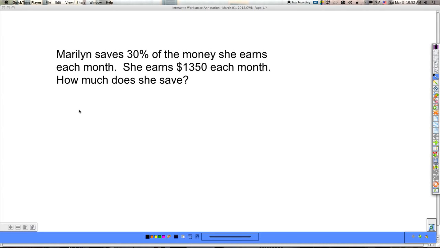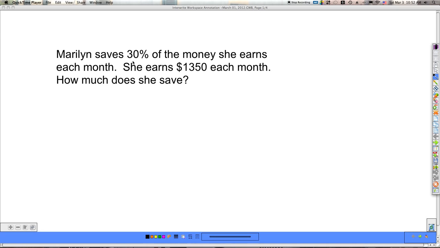Here are some examples of how to solve a word problem, a percent problem, with bar models. Marilyn saves 30% of the money she earns each month. She earns $1,350 each month. How much does she save?